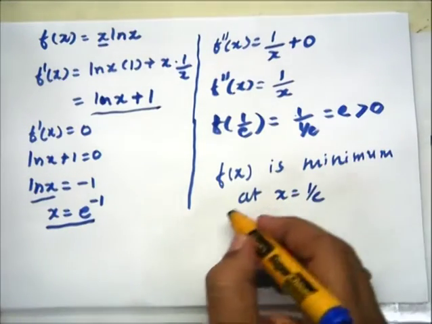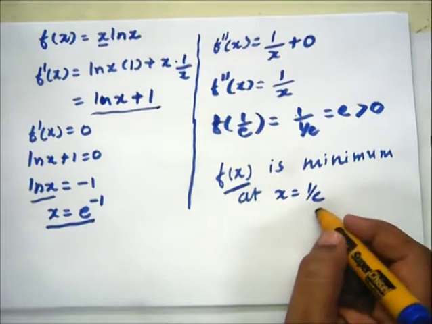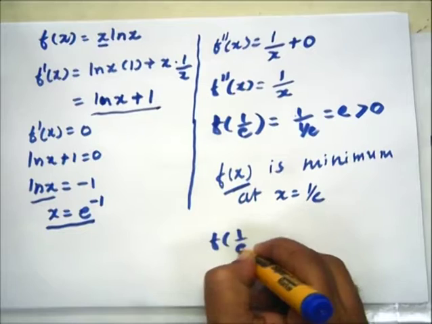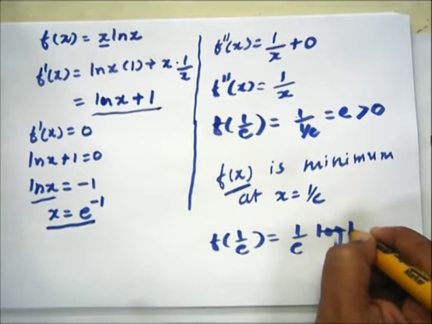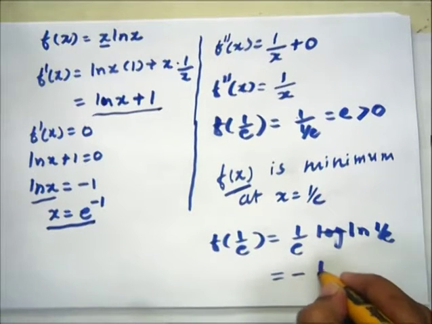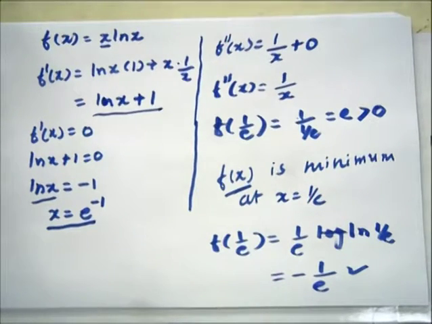So here we can say that this function has only a minimum value, it has no maximum value at all, and the minimum value for this function is f of 1 upon e is equal to 1 upon e into log of 1 upon e. Log of 1 upon e is minus 1, so it is minus 1 upon e. This is the minimum value for the function. So sometimes it may happen that we only get the minimum value or a maximum value of the function. Each time it is not necessary to get both the maximum and minimum values simultaneously.